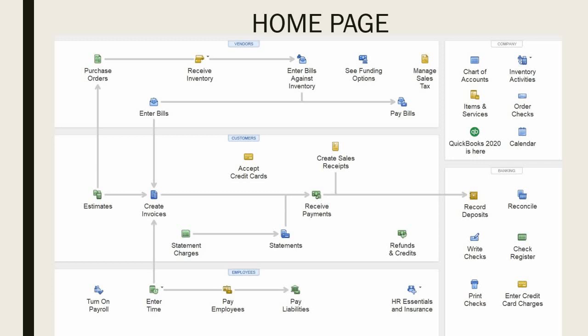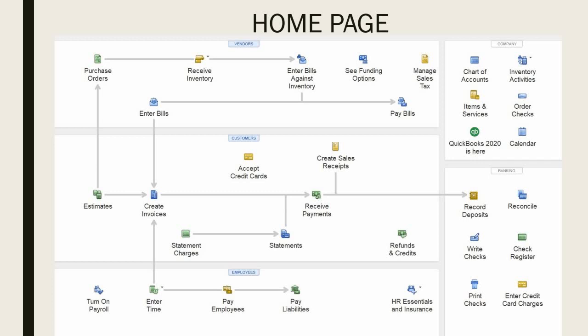So this is a graphic depiction of the flow of transactions, and it's broken up into 5 categories, or 5 sections. The first one from the top is your vendors, second is your customers, third is your employees, fourth is your company, so anything that has to do with your company, and then the last section, bottom right corner, is your banking section. This is where you can write a check, enter in a credit card transaction, deposit money. Okay? So that's the home page.